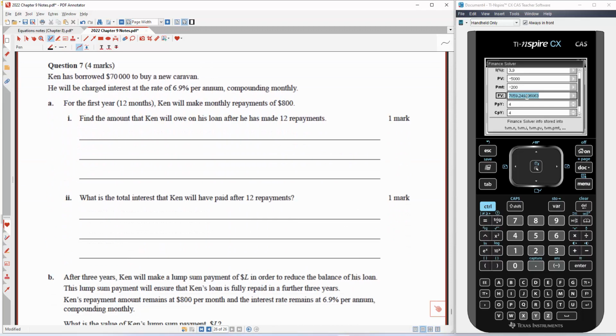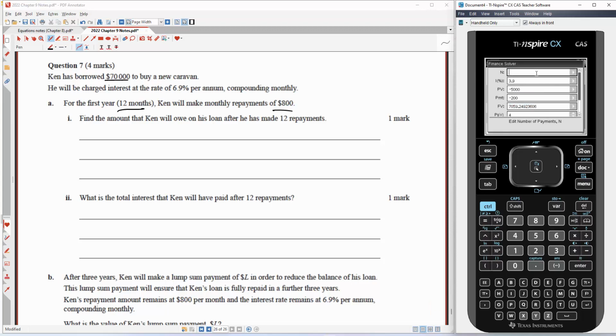Okay, Ken has borrowed $70,000 to buy a new caravan. He'll be charged at an interest rate of 6.9% per annum, compounding monthly. For the first year or 12 months, Ken will make monthly payments of $800. Find the amount Ken will owe on his loan after he's made 12 repayments. Okay, so 1 mark only.